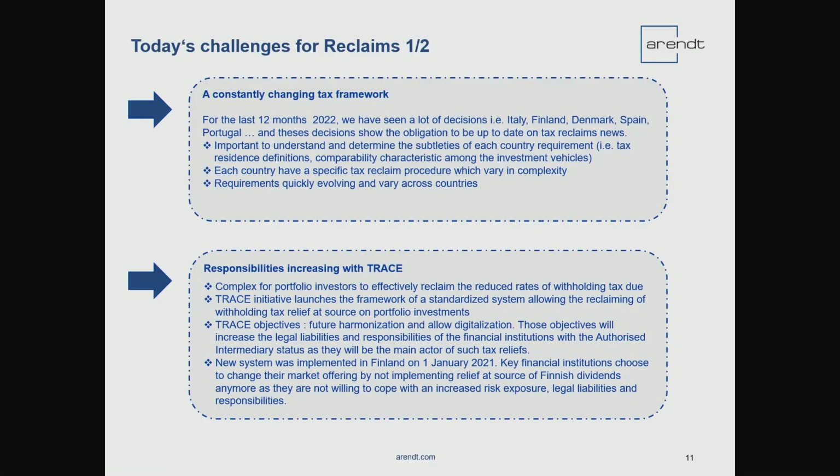But this increases the responsibilities and the risk exposure for the financial institution, and some of them have decided to change their market offering and not offer relief at source for Finnish dividends. So the market is changing, and financial institutions are not willing to take this responsibility and burden to at least offer clients relief at source. So it's kind of a conflict of performance on the one hand and the responsibility aspect the financial institution would need to take if it were to apply this.